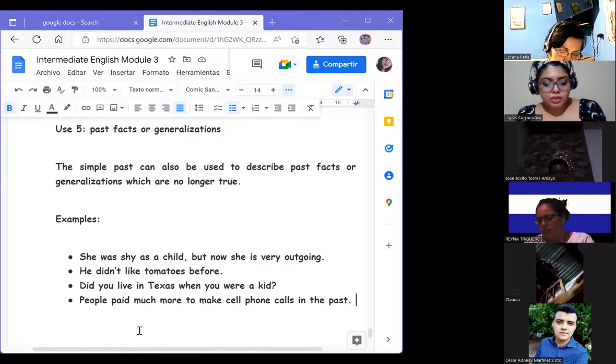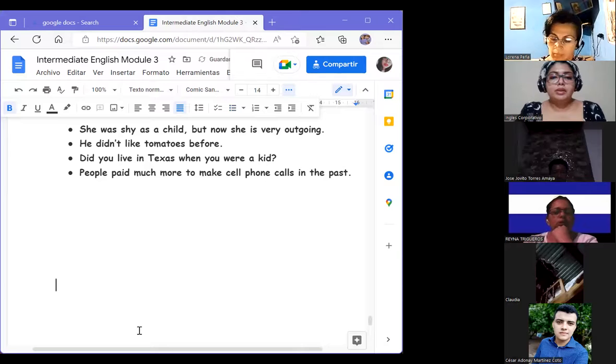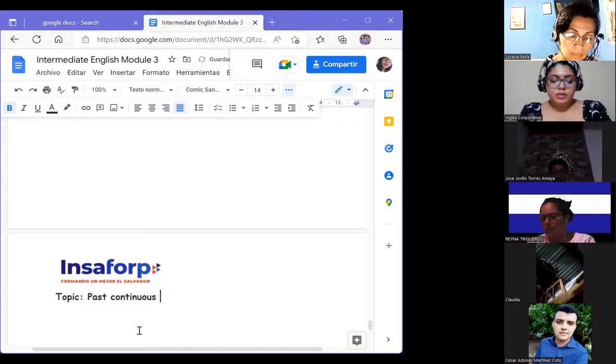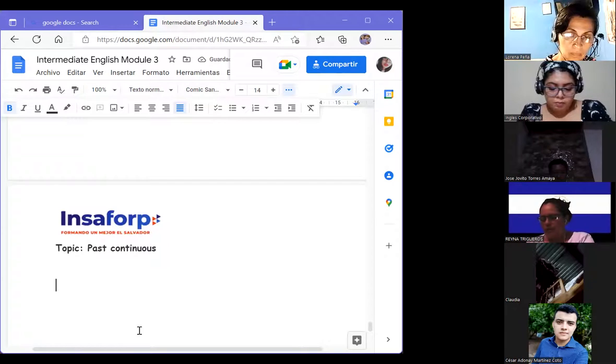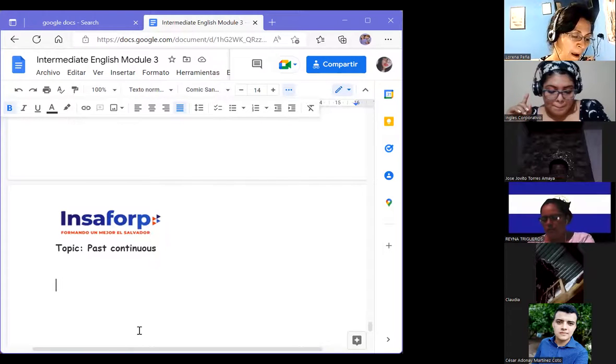So, now we are going to change the tense and we are going to talk about past continuous. Estamos hablando del simple past, ahora vamos a hablar del pasado continuo. And we are going to change topic. Past continuous. So this one, it says, the past continuous is made from the past tense of the verb be and the ing form of a verb. Esta estructura la vamos a construir con lo que es el pasado del verbo y el ing. El ing en español es el gerundio, siendo, ando.